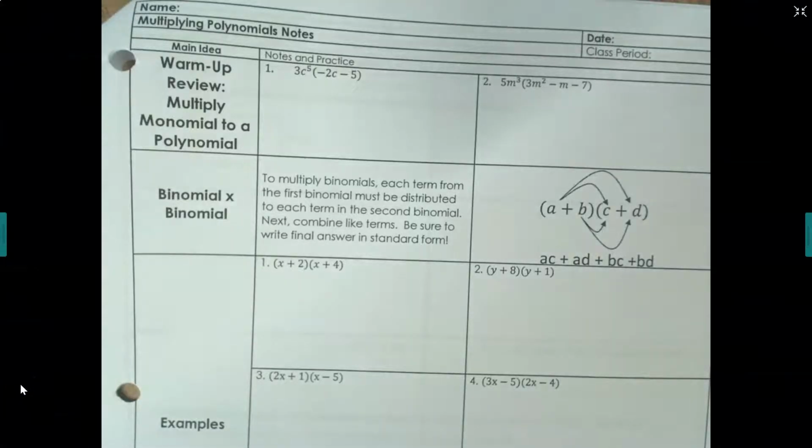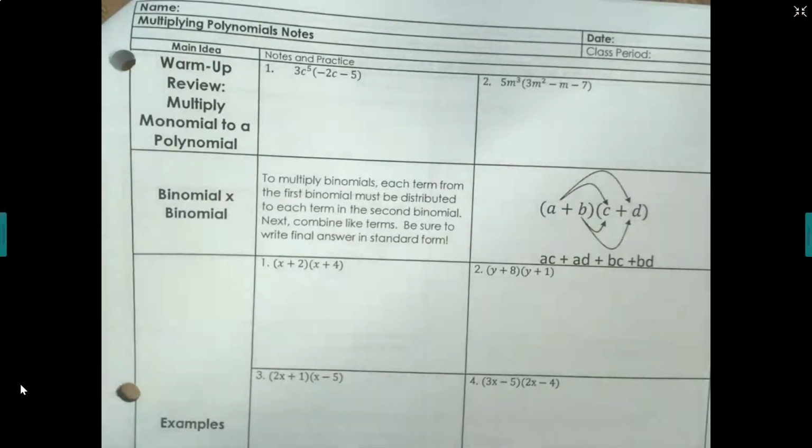Welcome to this video on multiplying a binomial times a binomial. By the end of this video, you should be able to use the distributive property to multiply a binomial to a binomial, combine like terms, and write it in standard form. Alright, so let's take a look at our warm-up.